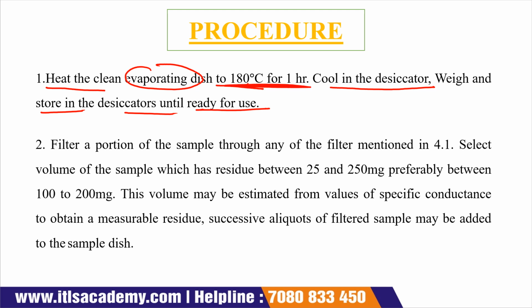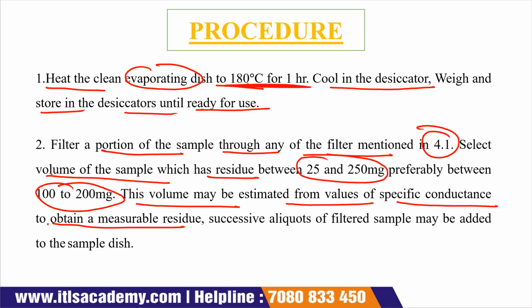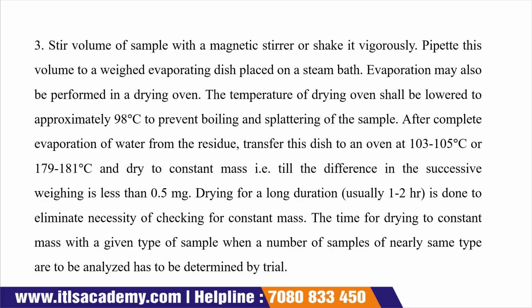Now filter a portion of the sample through any of the filters mentioned in the previous section, and select the volume of the sample which has a residue between 25 to 250 milligram, preferably between 100 to 200 milligram. This volume may be estimated from a value of specific conductance to obtain a measurable residue. Now successive aliquots of filtrate sample may be added to the sample dish.